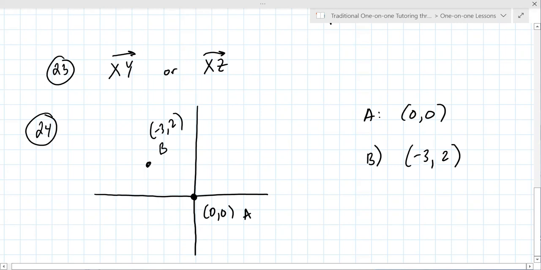So do you see why B is over here? From the origin, you go left 3, up 2. So the ray starts at A and goes through B like this, but there's only an arrow on this end here. Okay. Let me know when you get that down.